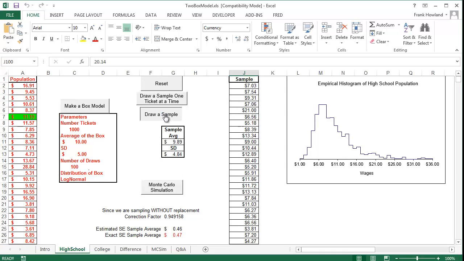We can do this again and again. Let's watch the sample average bounce around. There's the sample average. There's the sample SD. And it's just the average of the numbers in this sample who are drawn from this population. We'll be doing some Monte Carlo work in a moment, but let's turn to the college setup.